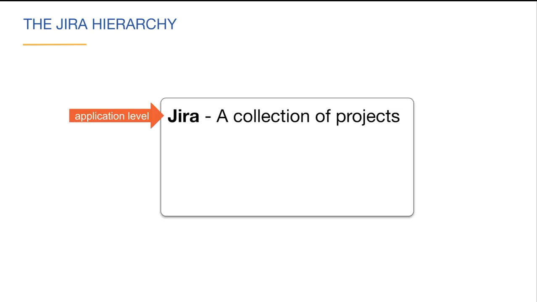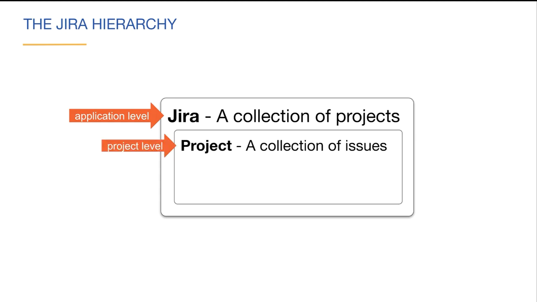Jira is organized around a hierarchy. The highest level is what we call the application level. A single Jira application can contain any number of projects. In the hands-on lab associated with this video, you will sign up for a free Jira site that you can use to create projects. The next level of the Jira hierarchy is the project level.